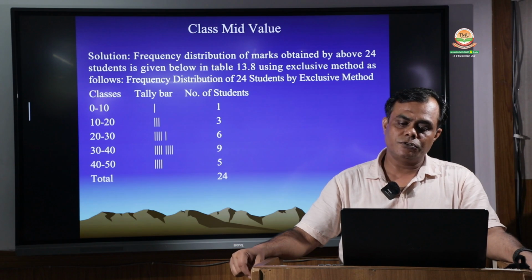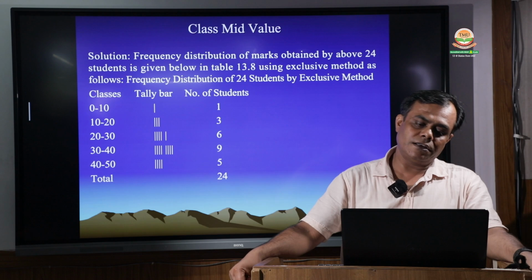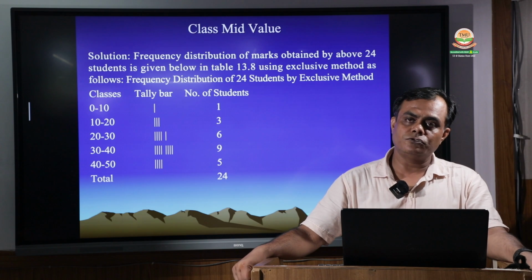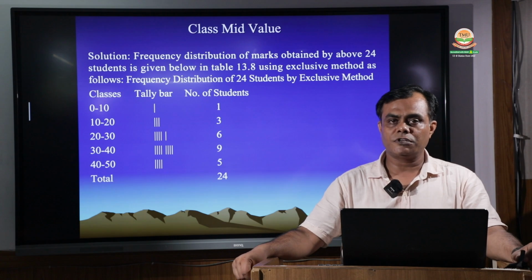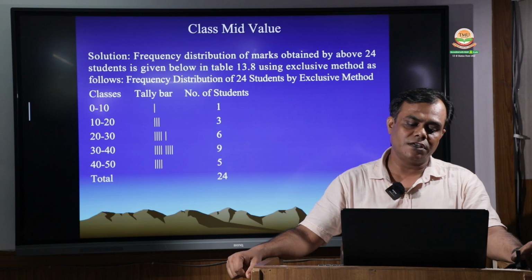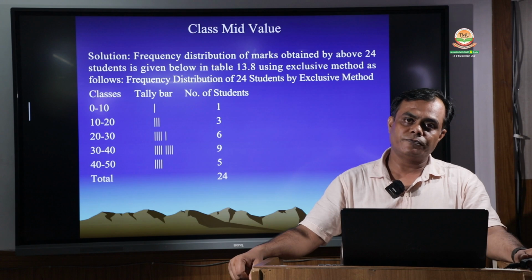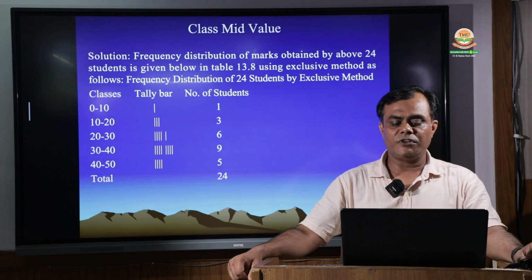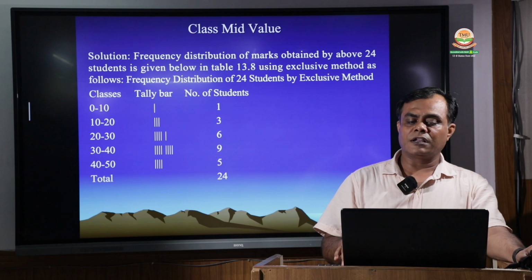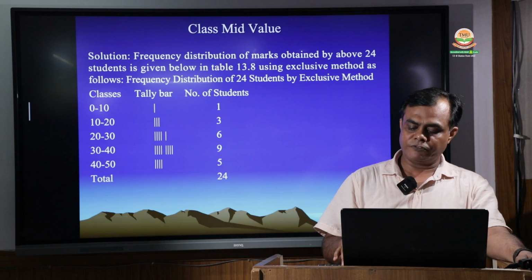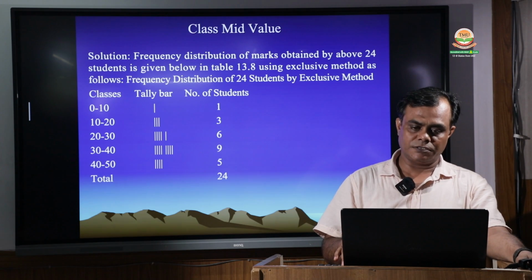For the first class interval, 0 to 10, it is 1; the second class interval, 10 to 20, is 3; the third class interval, 20 to 30, is 6; the fourth class interval, 30 to 40, is 9; and the last or fifth class interval, 40 to 50, is 5. So there are different classes with their different frequencies for each class interval.